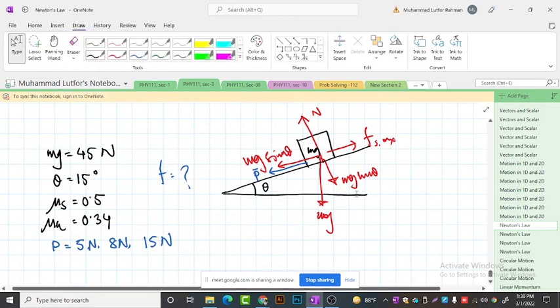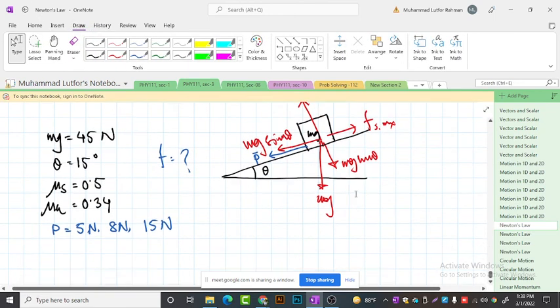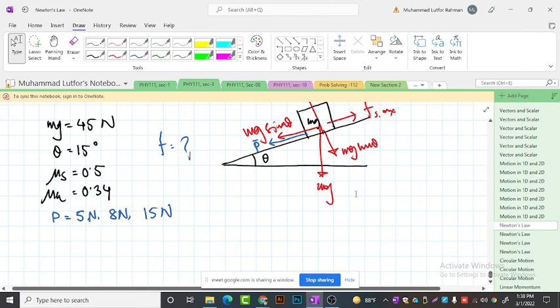Fine. First I have to check whether the system is stationary or not. If it is stationary, then it would be the static frictional force. If it has moved, then it would be kinetic frictional force, right? So let's first check what my Fs max is. Fs max would be mu s into N, right?